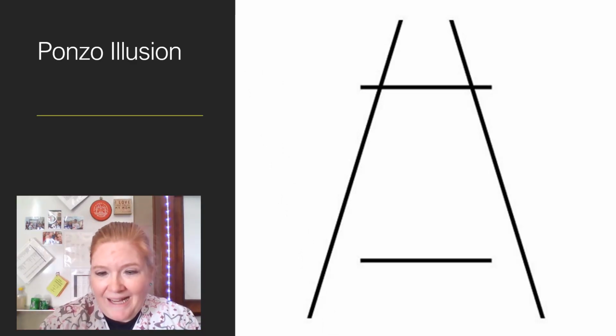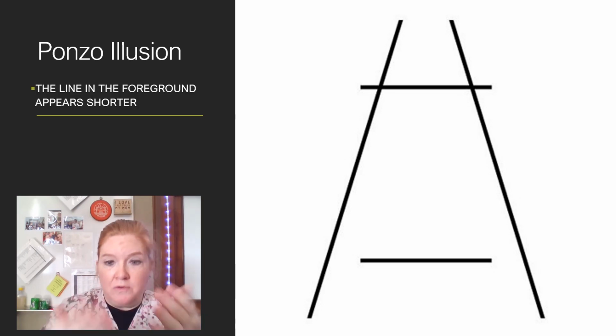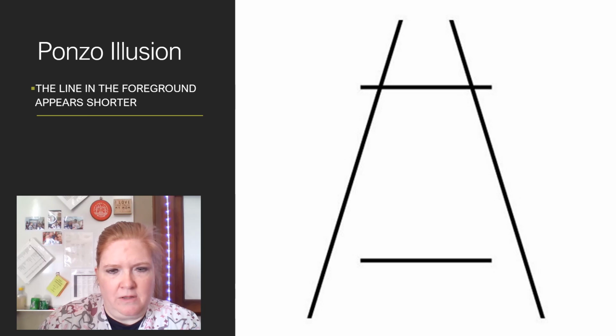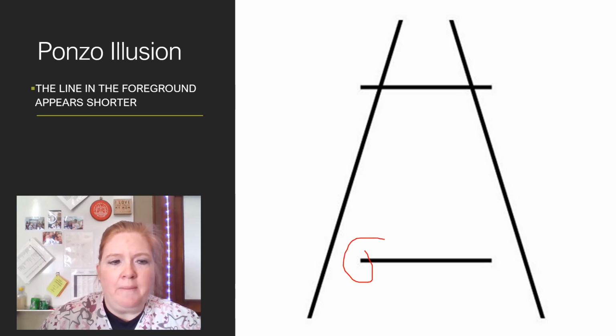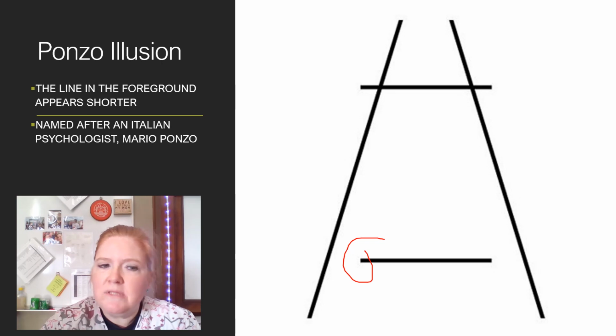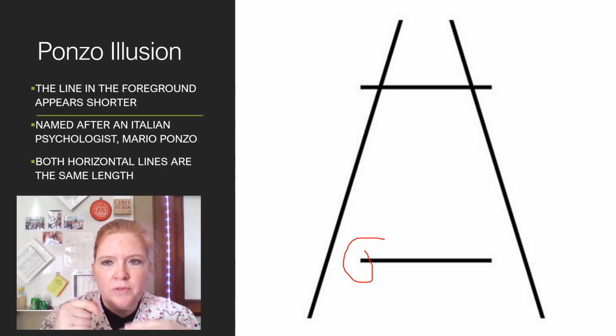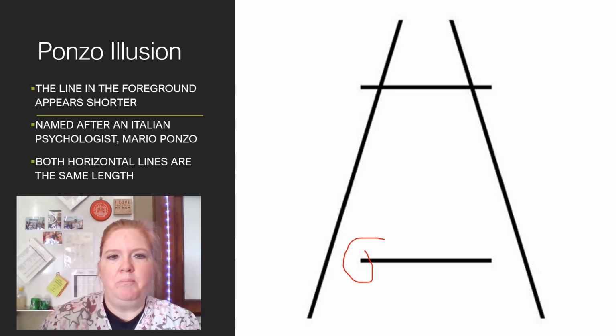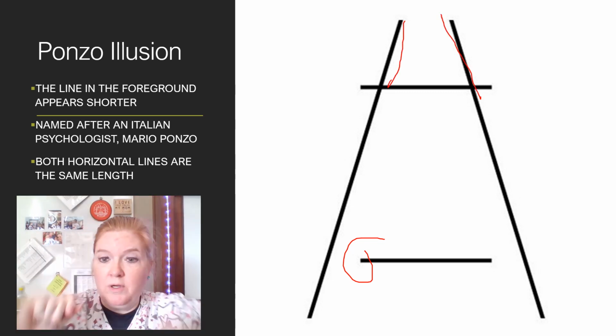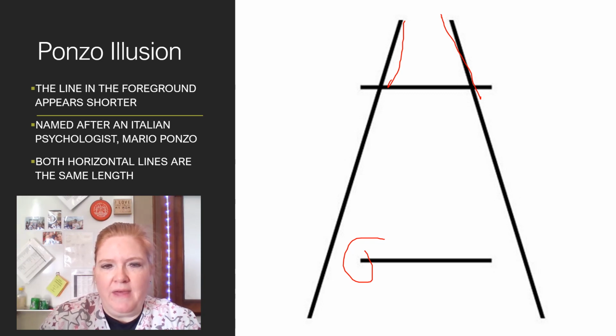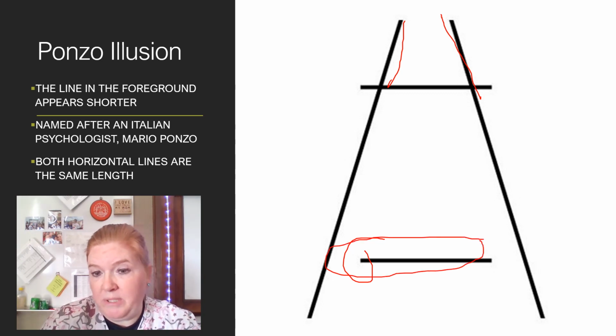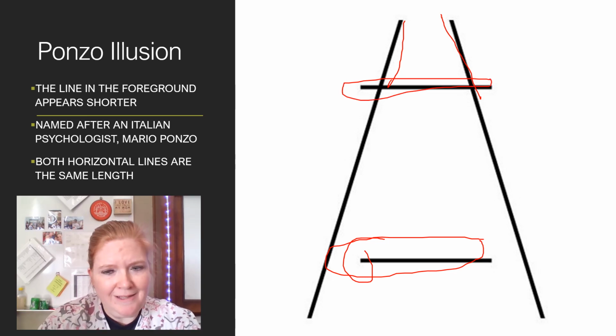This is called the Ponzo illusion. The line in the foreground, so what do I mean by the line in the foreground? This one. It appears shorter. It was named after an Italian psychologist, Mario Ponzo, not shockingly. Both horizontal lines are literally the same length, but the diagonal of these lines creates the illusion that these are moving backward away from us. So then this line appears shorter and this line appears longer as a result. So were you right? Or did that illusion confuse you a little? Let's try another.